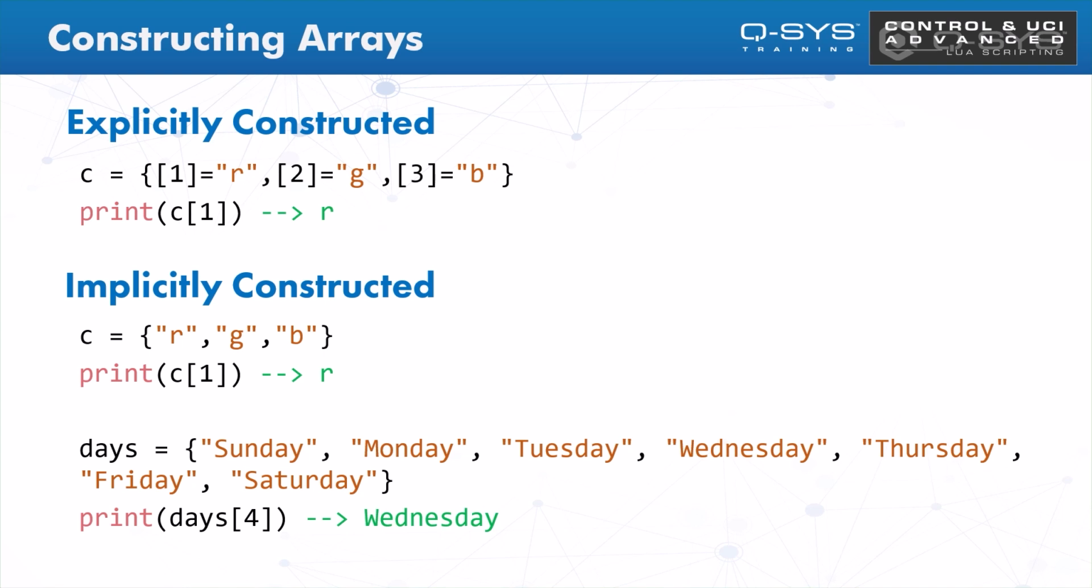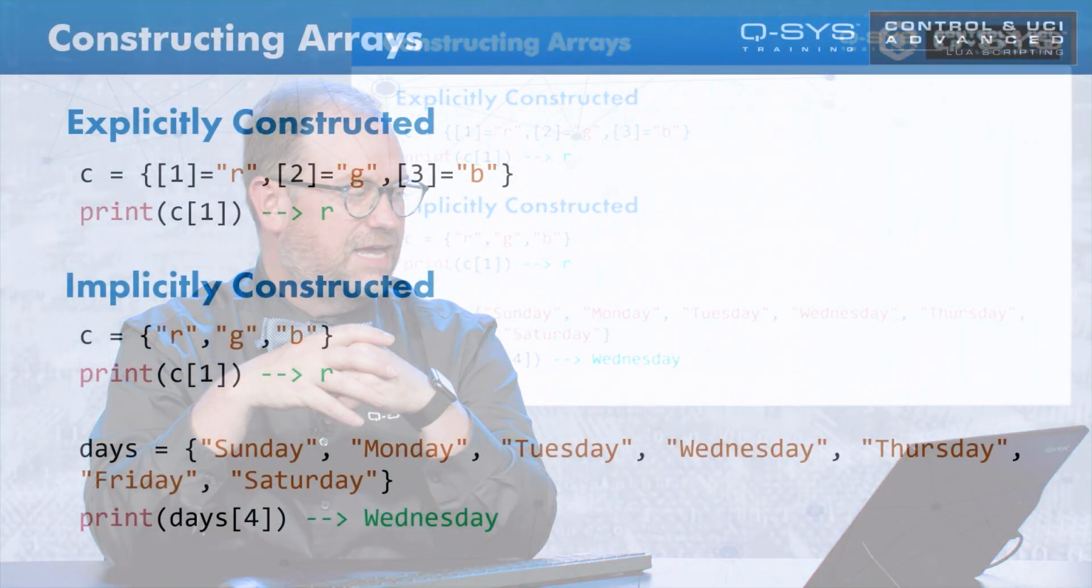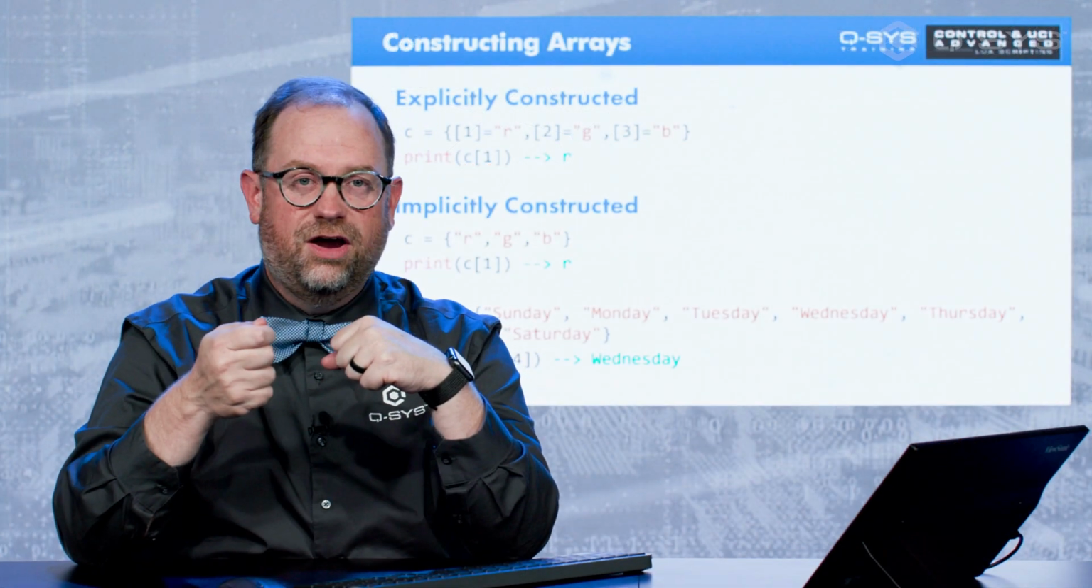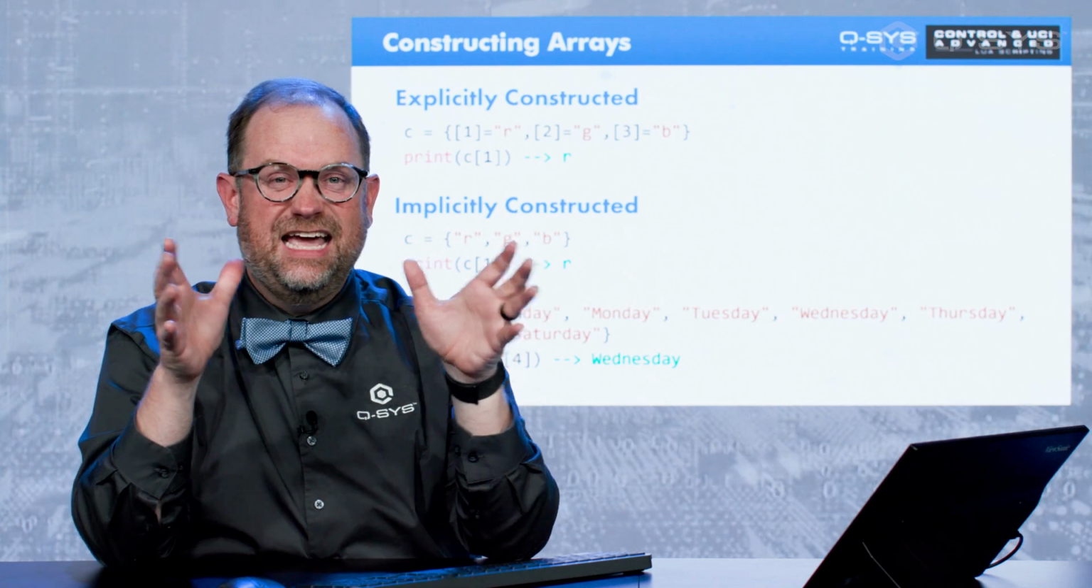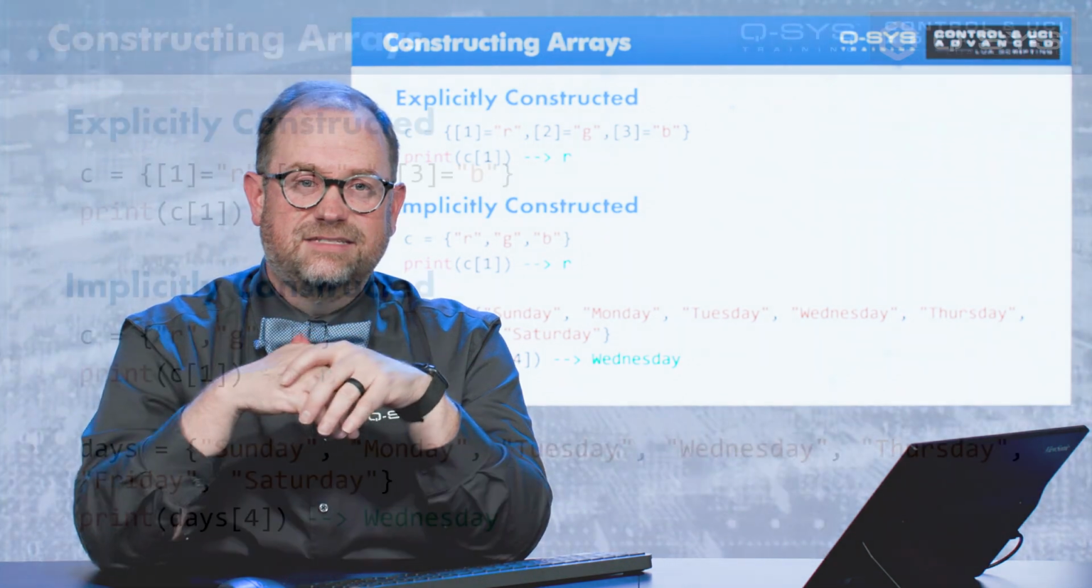So C equals squiggly bracket, that gets us a table, and then bracket 1 equals R, bracket 2 equals string G, bracket 3 equals string B. That is really wordy, okay? But we can then index the table by saying C square bracket 1, and you stick in the 1, you pull out the R. This is the explicit construction of the table. This is perfectly valid, perfectly fine. It's like the full formal syntax, and it sucks.